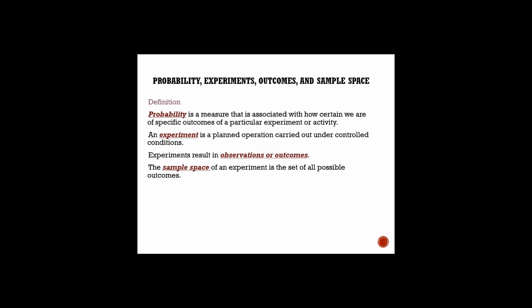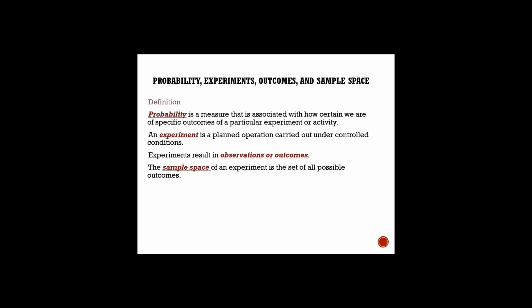For Chapter 3, we're going to discuss probability of discrete random variables. First, let's start with some definitions. Probability is really the measurement that's associated with how certain we are of a specific outcome when we're doing a particular experiment or activity. An experiment is a planned operation that we carry out under controlled conditions.